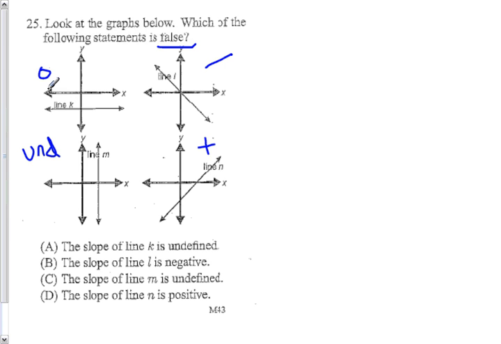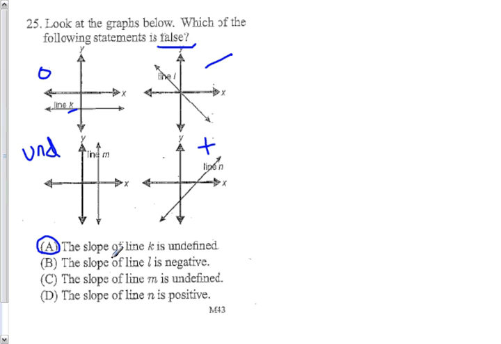So now that we've labeled out each one of our graphs with the slope, now we can look at the answer choices and then look at our graph and see, is that true or false? The slope of line K is undefined, so I find line K. Line K is this one here. It says in this statement that is undefined. That is false because the slope of that line is 0. So I would say that A is a false statement.